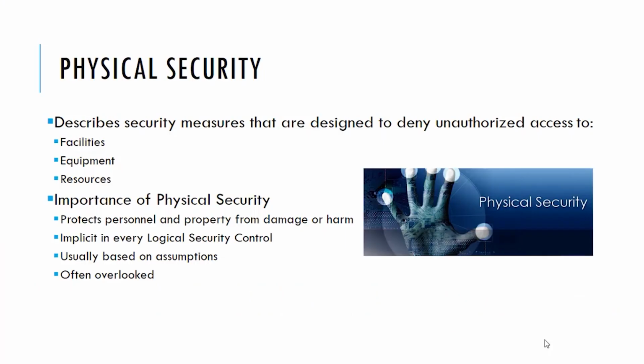Physical security describes security measures that are designed to deny unauthorized access to facilities, to equipment, to resources. So the building, the equipment inside the building, the software, and the hardware resources inside any equipment are all a target for physical security measures to deny unauthorized access to any of them.